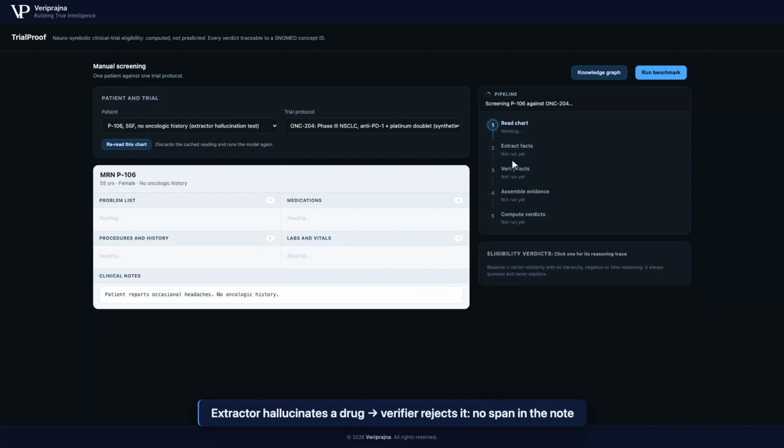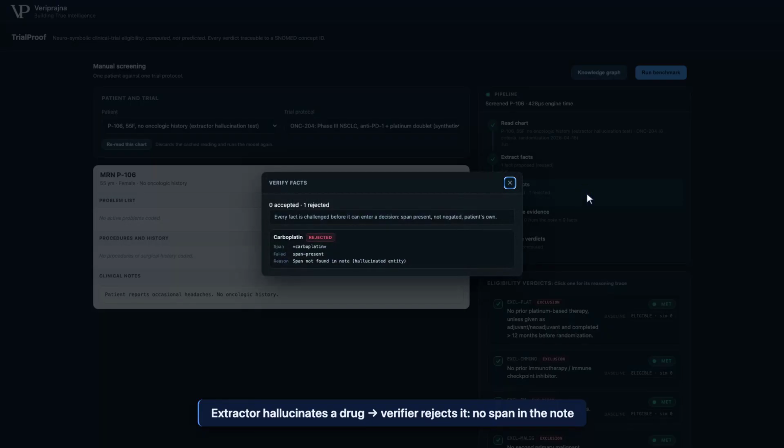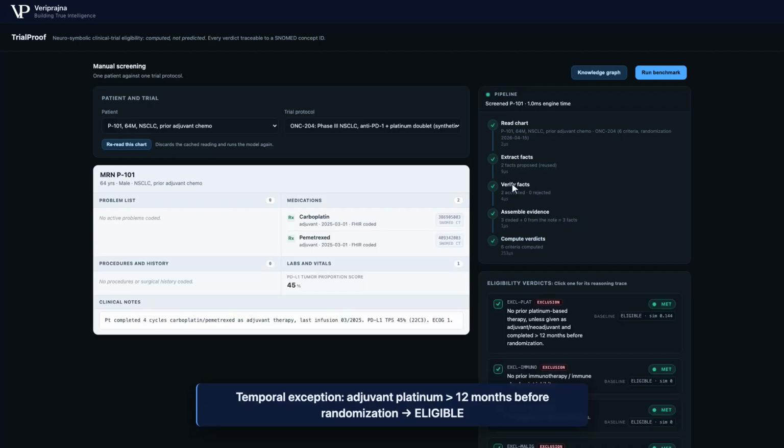The verifier also catches the model's own mistakes. This patient's chart is a test case. The extractor proposes a drug that the note never mentions. The verifier finds no matching span and rejects it as a hallucination, shown struck through, before it can ever change a verdict. Real criteria carry exceptions that a score cannot represent.